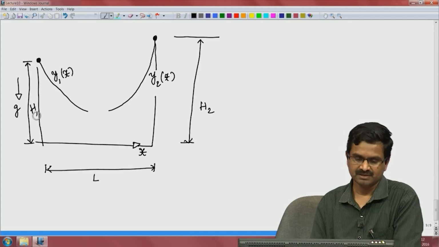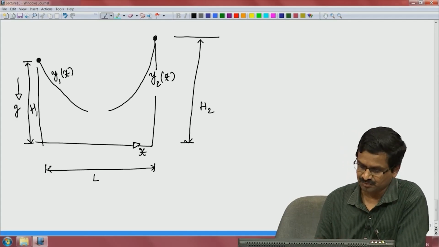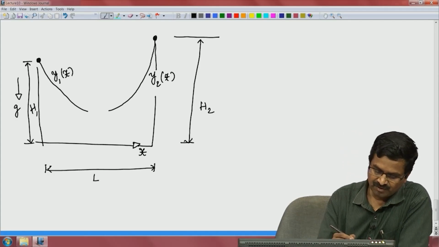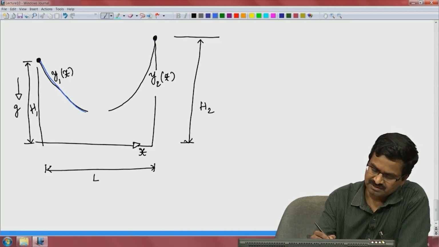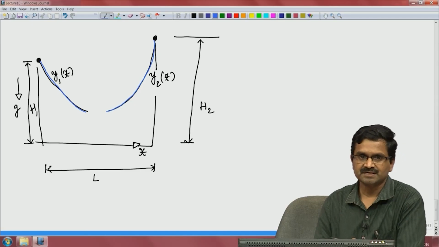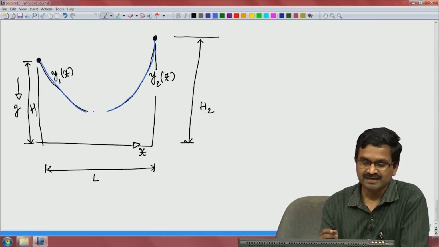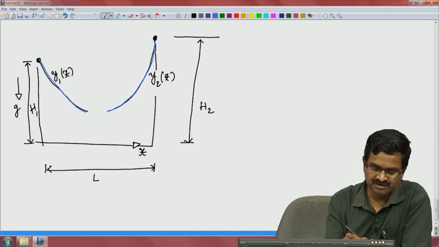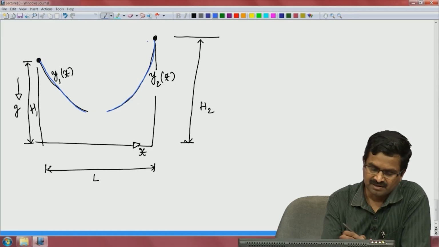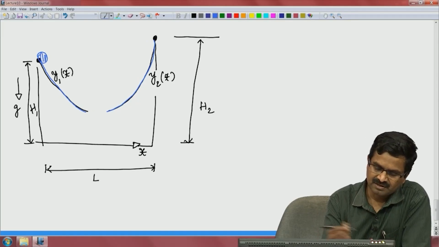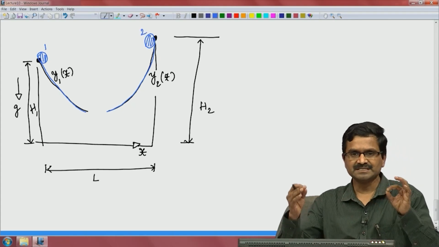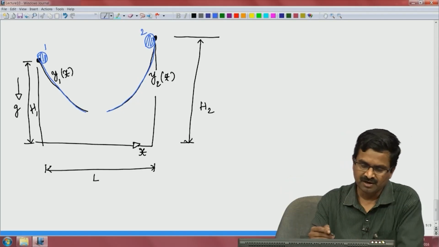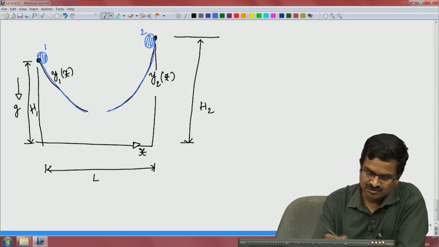So, if we have this h1 and h2 and L given, we want to find these curves again, this is some curve y1, this is some curve y2, such that they both hit each other at the same time. Say there is a ball here that I leave, and there is a ball here that I leave, this is ball 1 and ball 2. If I leave them at the same time, due to gravity they are going to come down, we restrict them to come down along these curves y1 and y2.